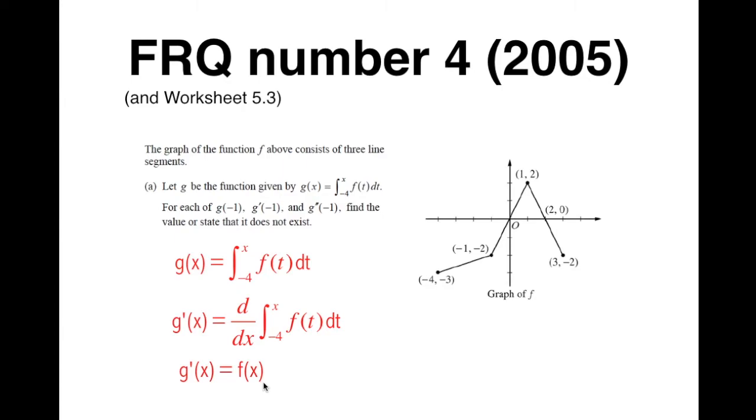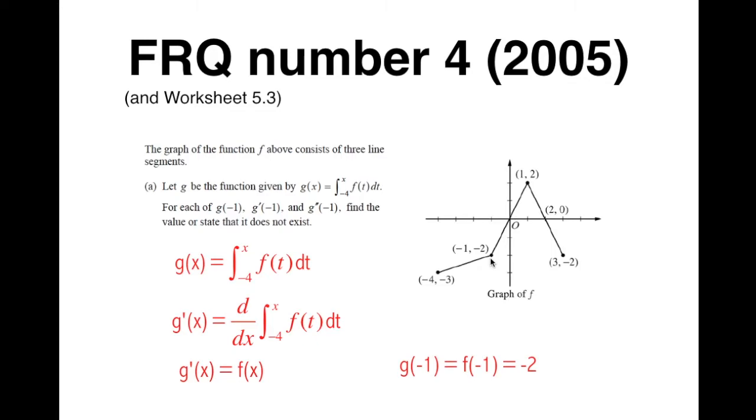Now, what is g prime of -1? G prime of -1 is f of -1, clearly. And how can I find the answer? I need to look at the graph. This is the graph of f. So f of -1, I find -2.